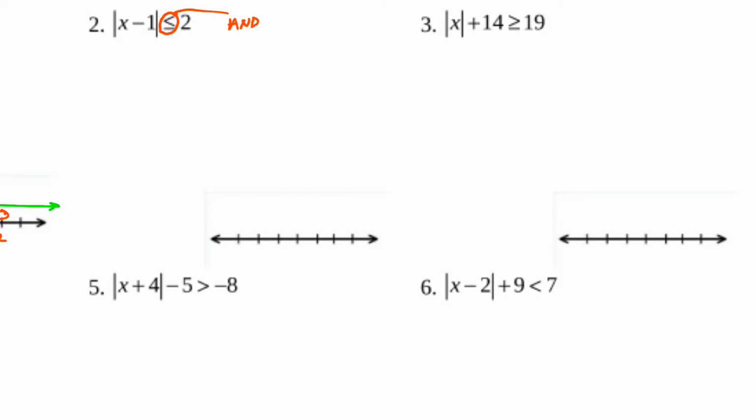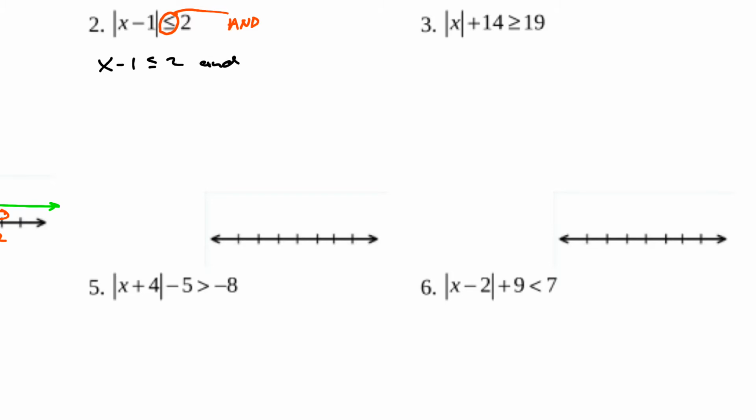So we're going to be looking for the intersection, or the double shaded part. So let's go ahead and break this down into our 2 cases. So the first case, we take the quantity x minus 1 out of the absolute value, and we keep our inequality symbol as a less than or equal to, and we put our 2 on the right-hand side.